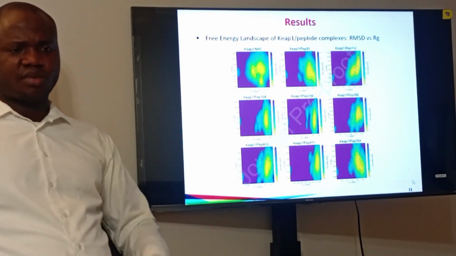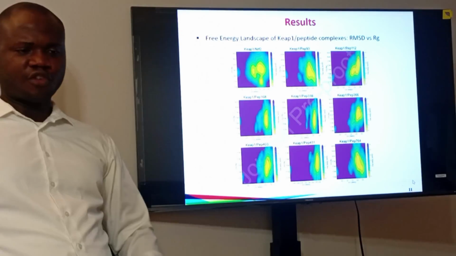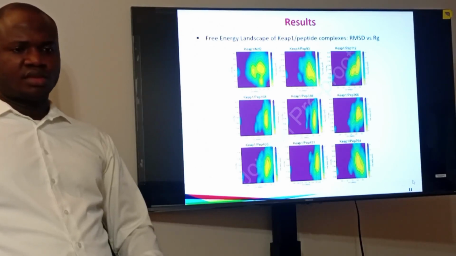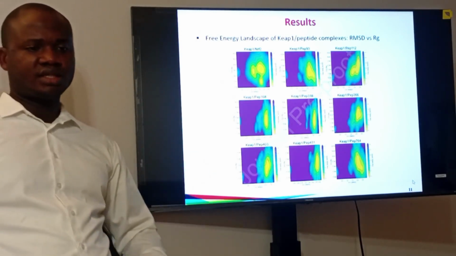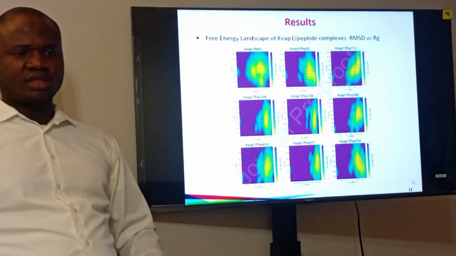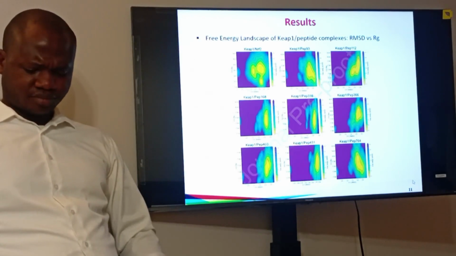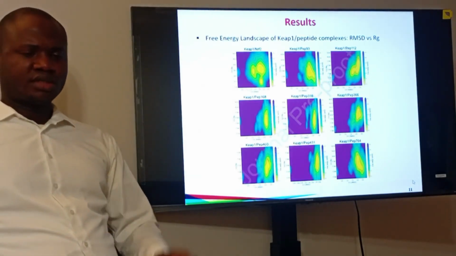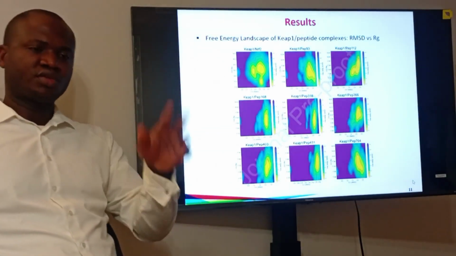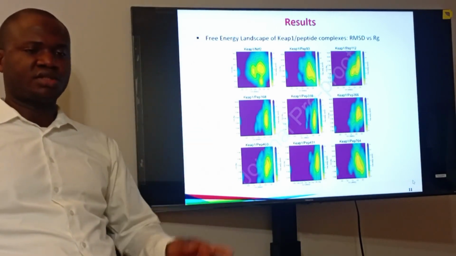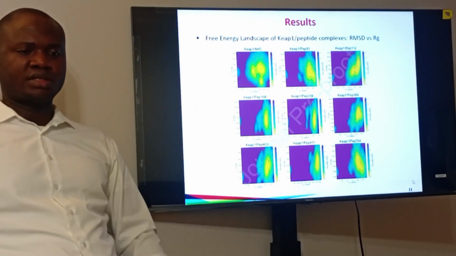But this kind of plot does not necessarily give us any particular information about what's going on within the complex, because RMSD is not reliable. It's not reliable. So this kind of plot gives us a pictorial of what's going on during the MD simulation, but not necessarily specific information about the complex.